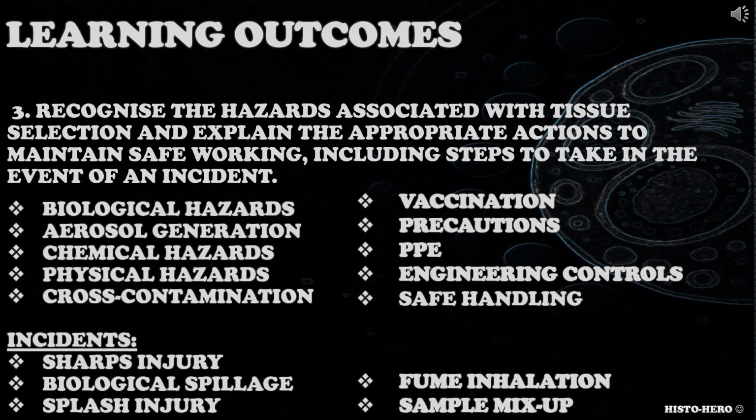The third learning outcome is for the candidate to recognize the hazards associated with tissue selection and explain the appropriate actions to maintain safe working, including steps to take in the event of an incident. What are the possible hazards that are associated with tissue selection? How do you maintain safe working environment during tissue selection? Consider biological, chemical, and physical hazards, cross-contamination, safety measures like PPE, ventilation, training, risk assessment, cleanliness, possible incidents like sharps or splash injury, biological spillage or sample mix-up. Consider steps you would take to deal with those incidents.